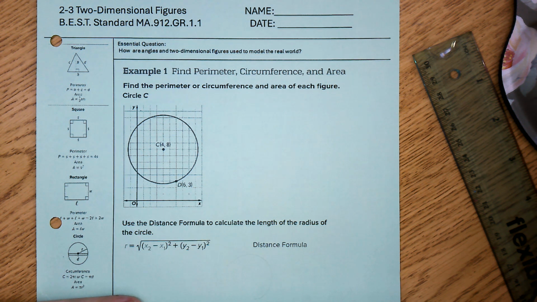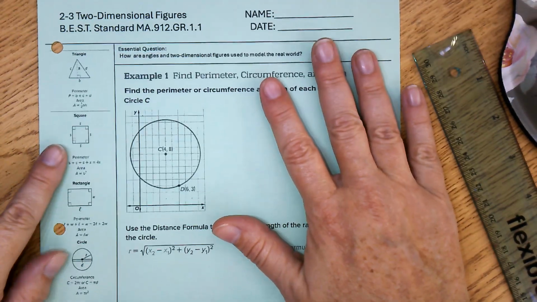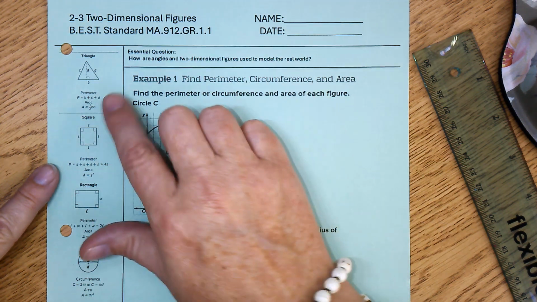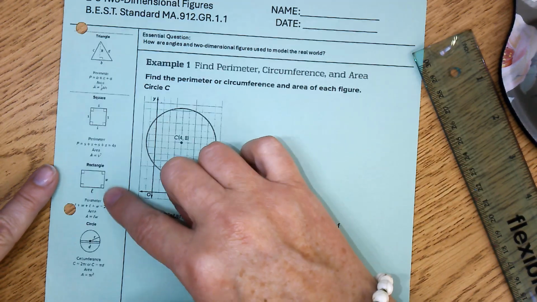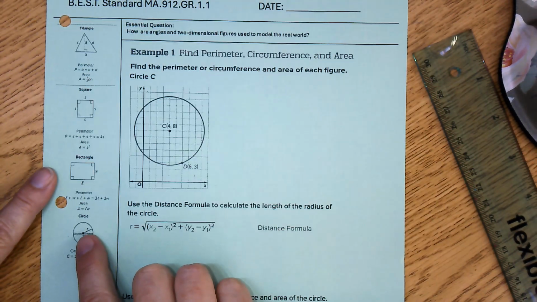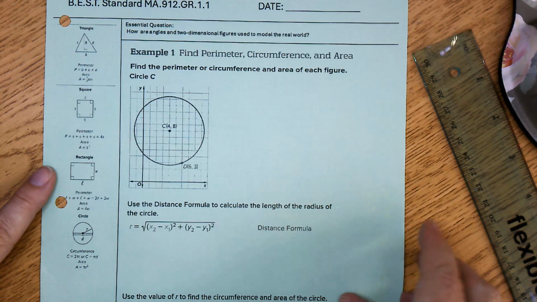Alright, Geometry 2-3, two-dimensional figures. So we have some basic formulas here. Your basic formulas are along the left side: perimeter and area of a triangle, square, rectangle, and a circle. Remember, with a circle, the radius goes from the center to the edge, and the diameter goes all the way across through the center.